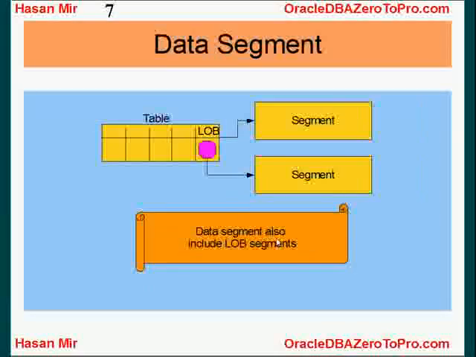Okay, there's a data type in Oracle called LOBs. LOB stands for large object. The data segment also includes LOB segments. What is a LOB segment? You can choose to store LOB values in their own segment.